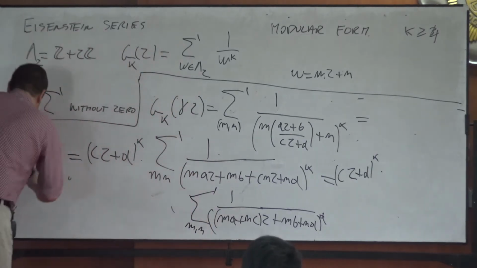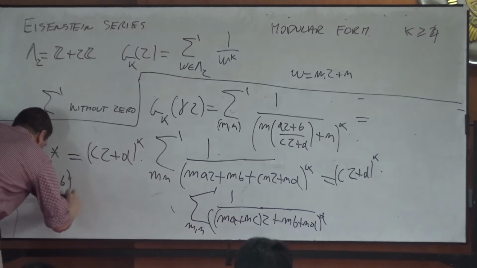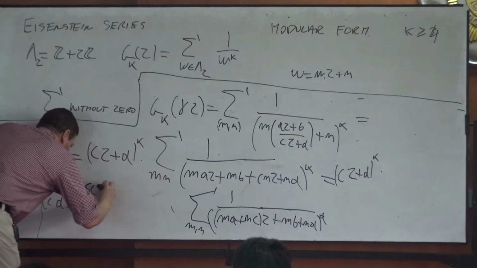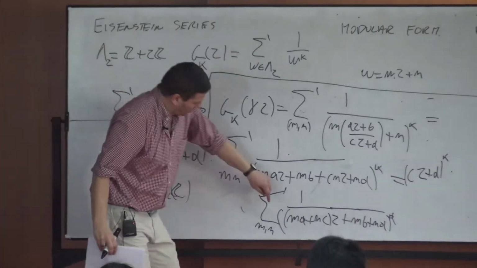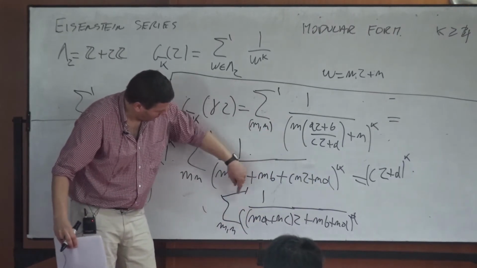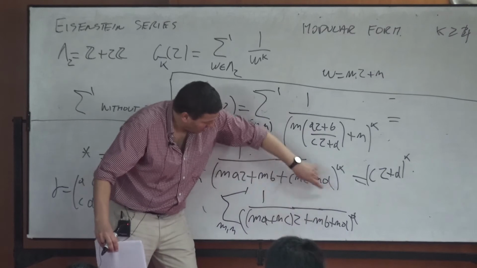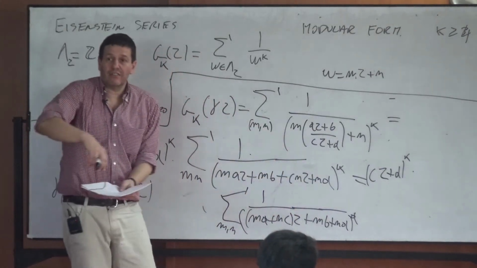Times summation of what? I can rewrite this one: 1 over (ma plus nc) tau plus (mb plus nd) to the k. I'm just reordering it. But now, remember that gamma is (a b; c d) and is in SL(2,Z), or Gamma_1 as you want to call it. So these guys, where m and n run over all the non-zero integers, just run again over all the elements of the lattice. It's just another basis.